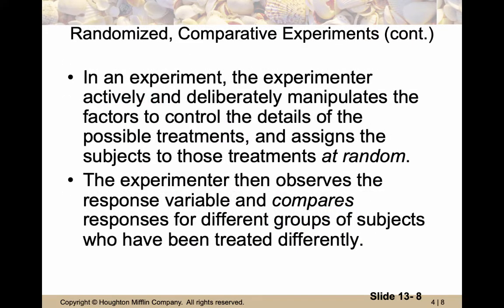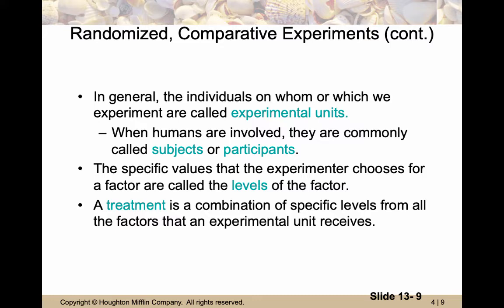In an experiment, the experimenter actively and deliberately manipulates the factors to control the details of the possible treatments and assigns the subjects to those treatments at random. The experimenter then observes the response variable and compares responses for different groups of subjects who have been treated differently. In general, the individuals on whom or which we experiment are called experimental units.